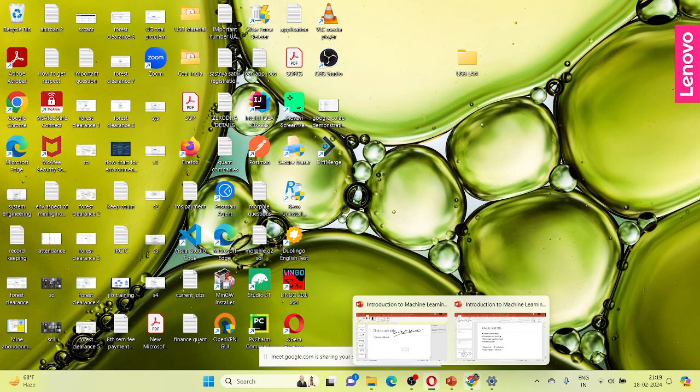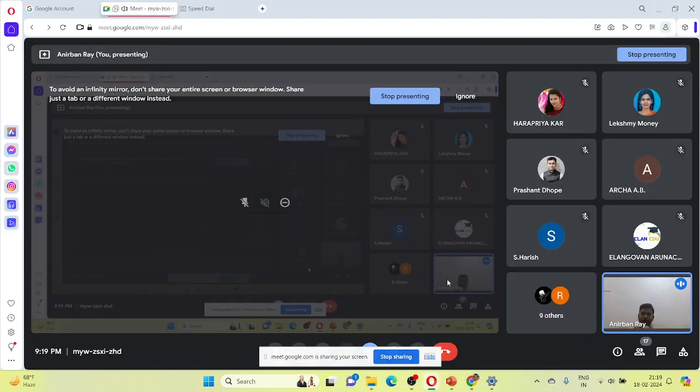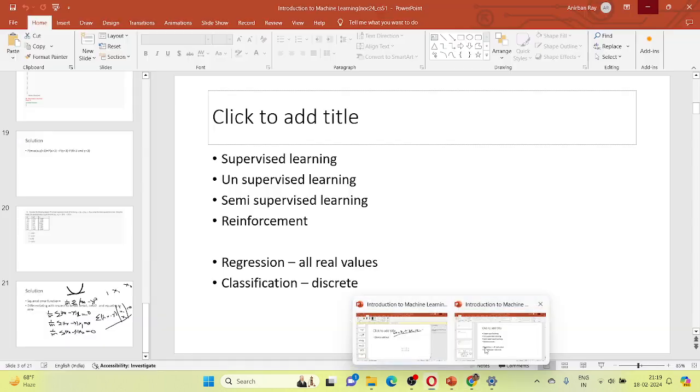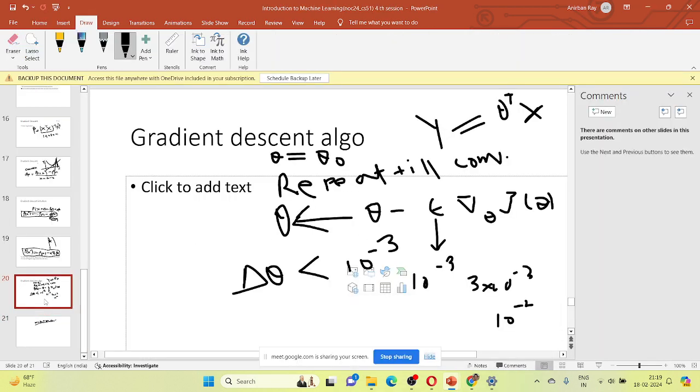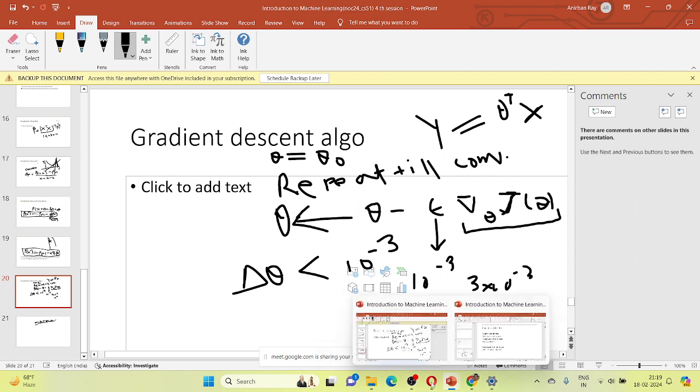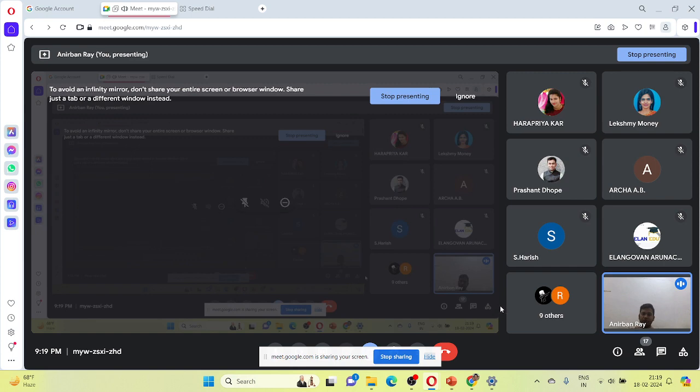Another thing remains, as you can see here. This is the gradient descent algorithm. You have to understand that you have to calculate this, the gradient of J theta, the cost function. You can calculate the gradient, or should I do it?